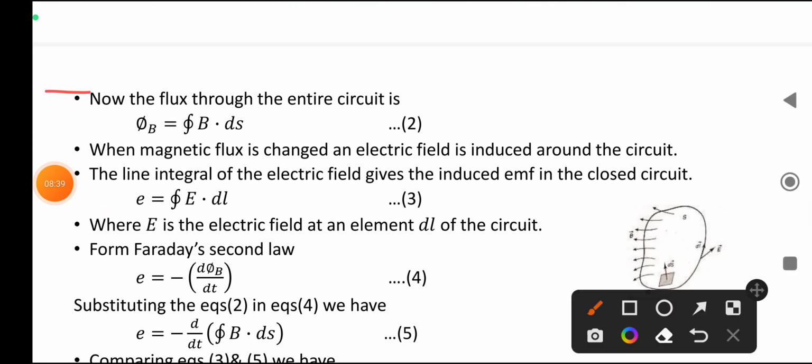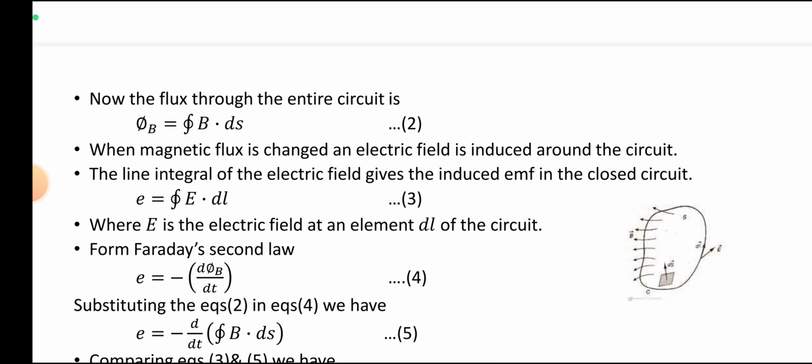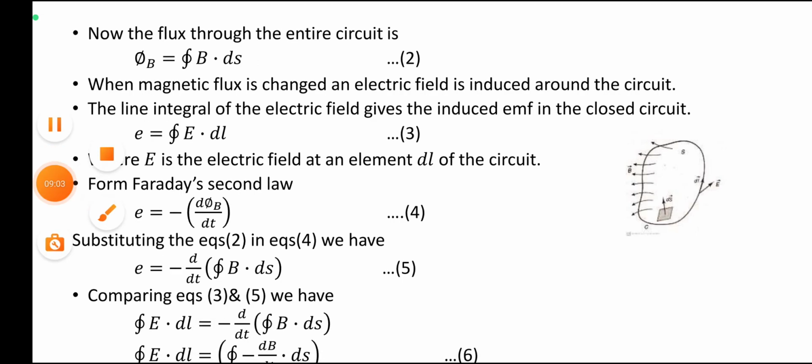Now the flux through the entire circuit. For the small area, the flux dφ is equal to B dot ds. For the entire circuit, integrate on both sides. Here integration and differentiation cancel, and you get φ equals integral of B dot ds. Let this be equation number 2.